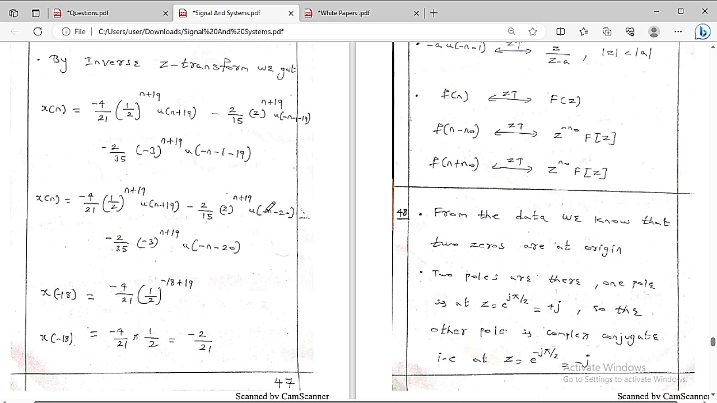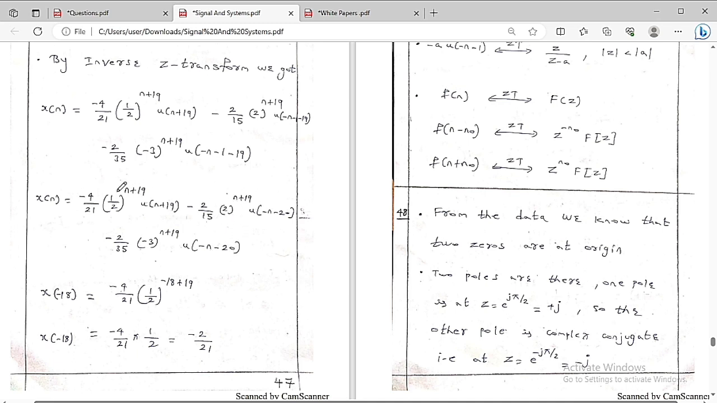Whereas for the remaining terms, here minus 18 means what you are going to get? Plus 18 minus 20, which is negative. So u of negative is nothing but 0. So this value is 0. Similarly here, if you substitute minus 18, minus of minus, plus 18 minus 20 is minus 2. Again, its value is equal to 0. So these two terms give 0 value.